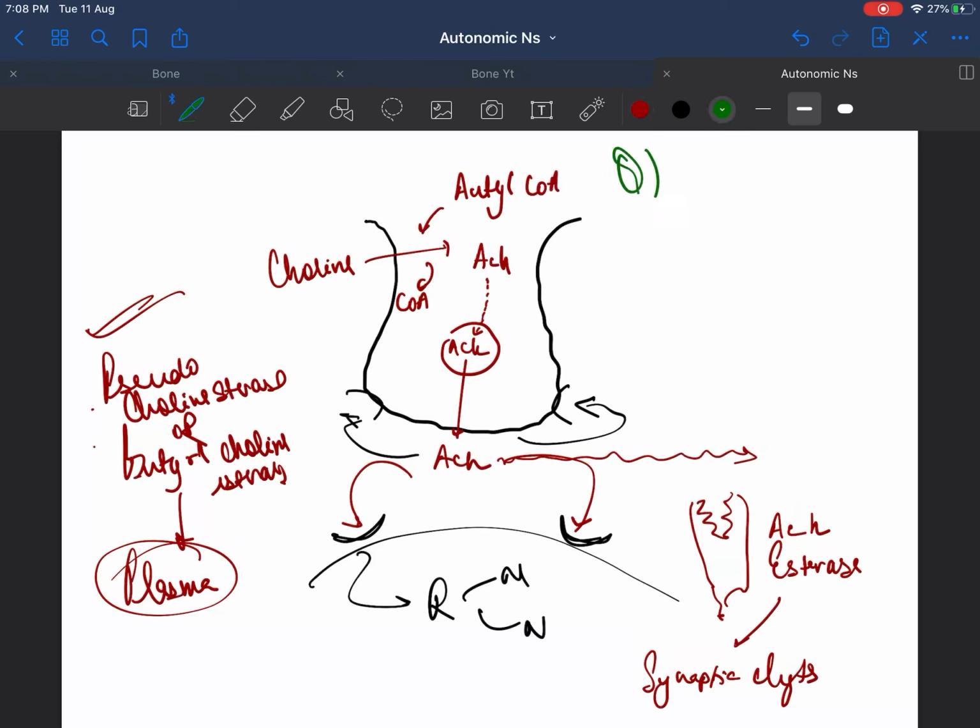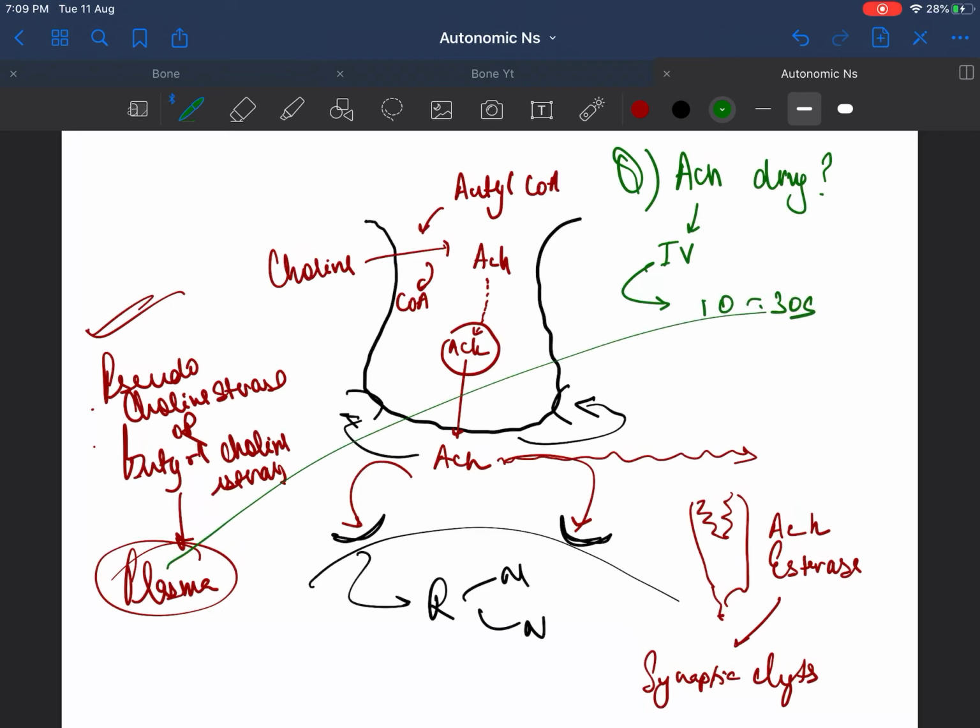So the question is, why can't ACH be used as a drug? Because no matter what, if you give ACH intravenously, for example, to skip the first pass and increase the bioavailability to 100%, still it will degrade down in about 10 to 30 seconds because of pseudocholinesterase.